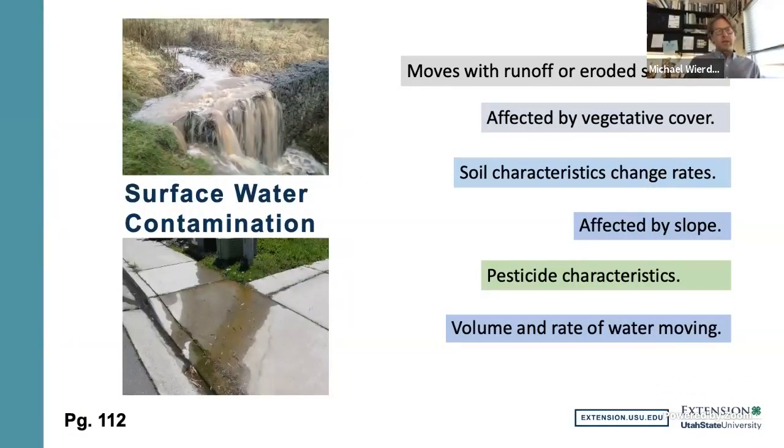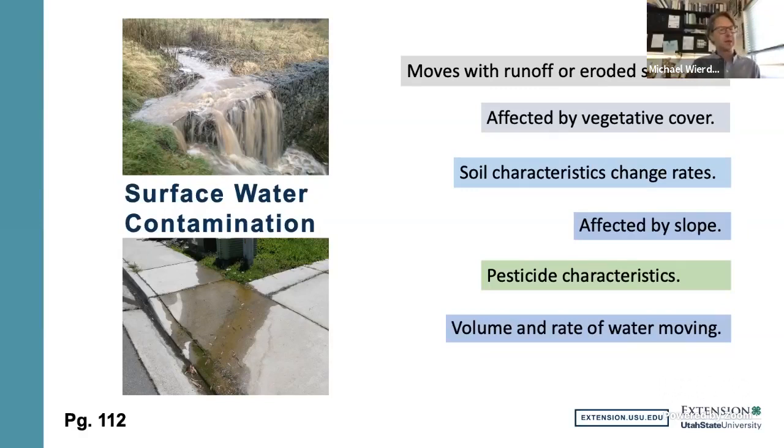Surface water contamination. Often surface water contamination occurs by pesticides moving with runoff or eroded sediment. This can be affected by vegetation cover, which of course will lead to more organic matter, which can also reduce the amount of water movement. The soil characteristics, as we just discussed, will change those rates. And then the slope of the land that you apply to will obviously play into it too.